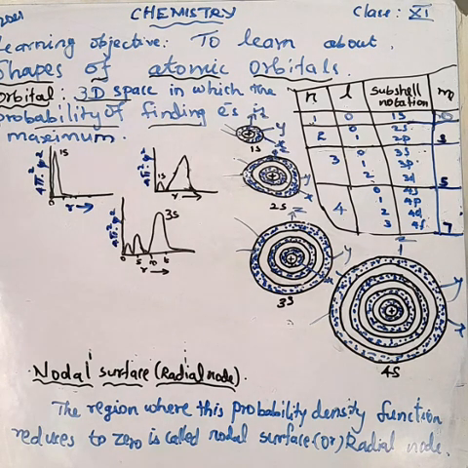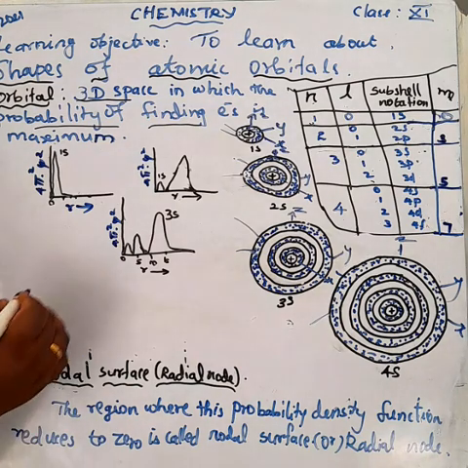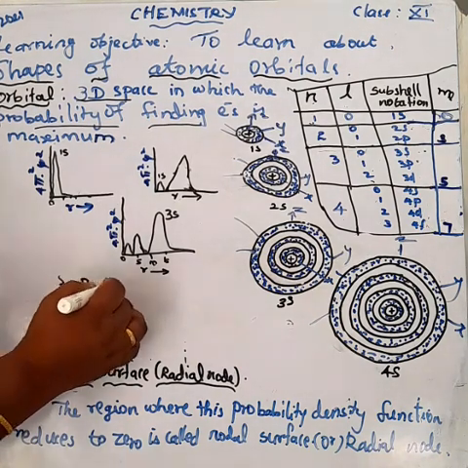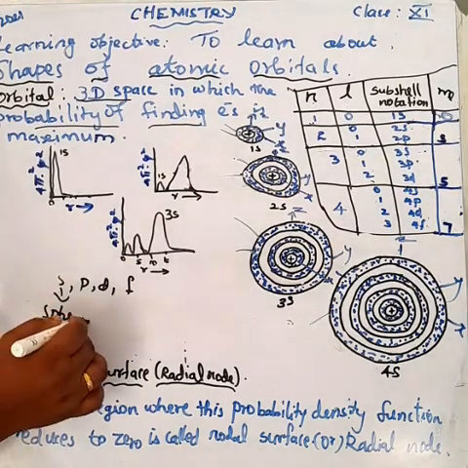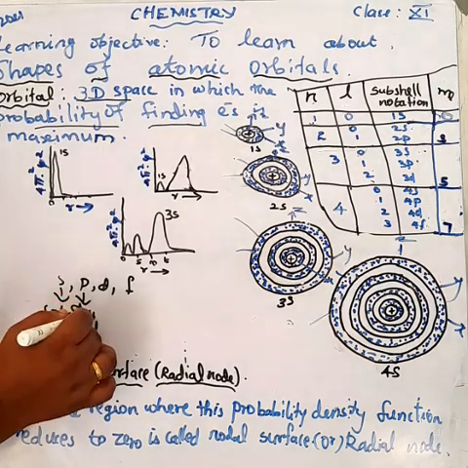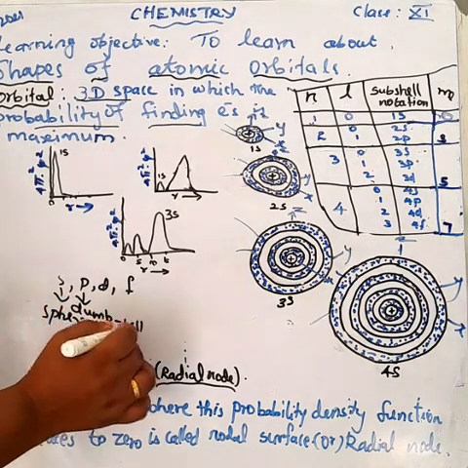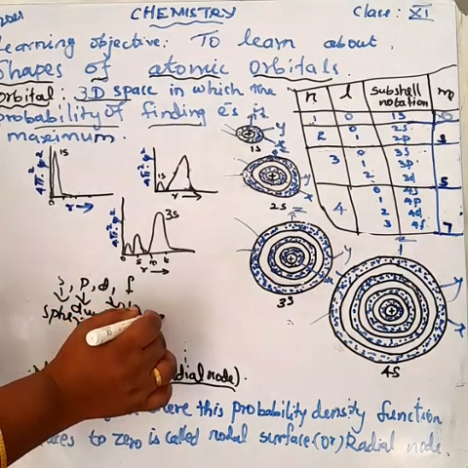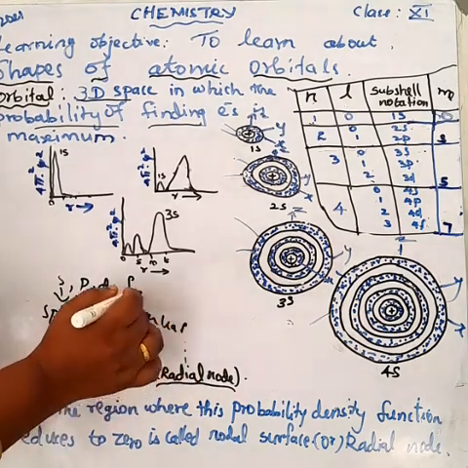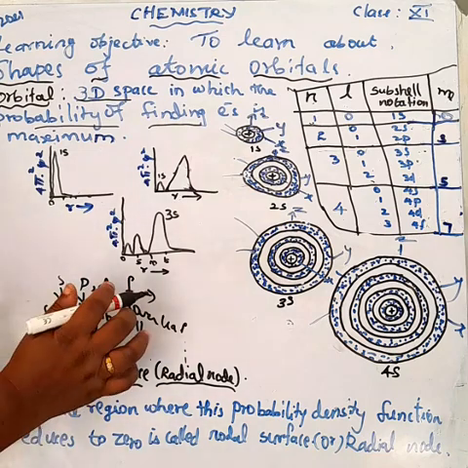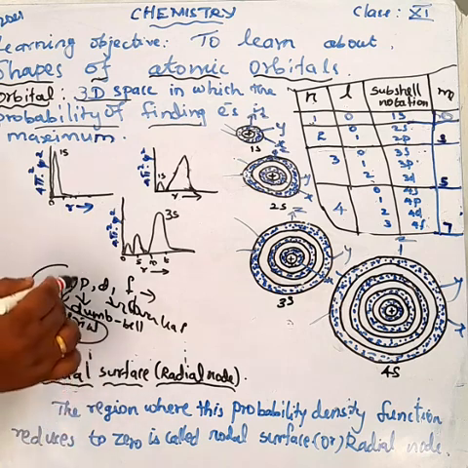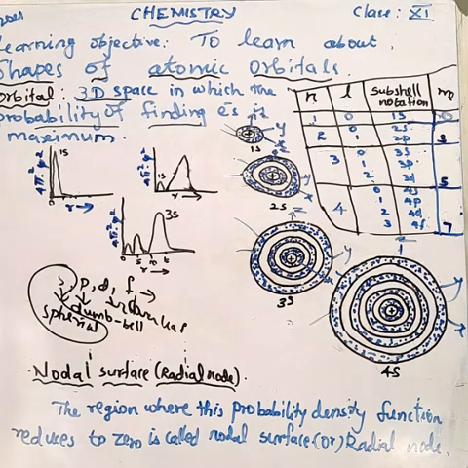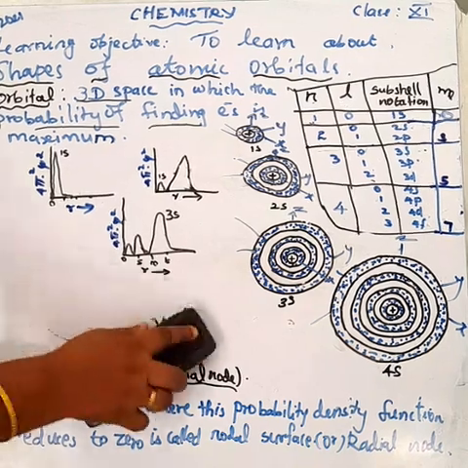What orbitals do we have? You know, s orbital, p orbital, d orbital and f orbital. What is the shape of the s orbital? The s orbital is spherical in shape, the p orbital is dumbbell shaped, the d orbital is clover leaf shaped, and the f orbital has a very complex shape, so it is not required right now. Today we are going to study only the shape of the s orbital. After that we can study the p, d, f.